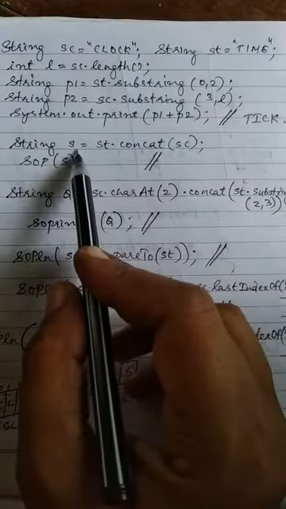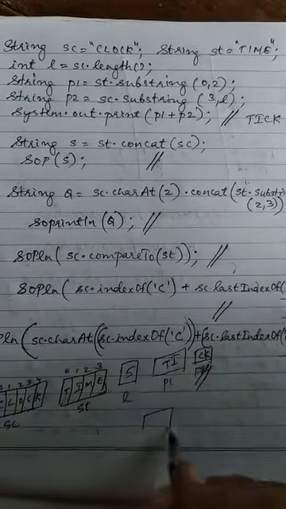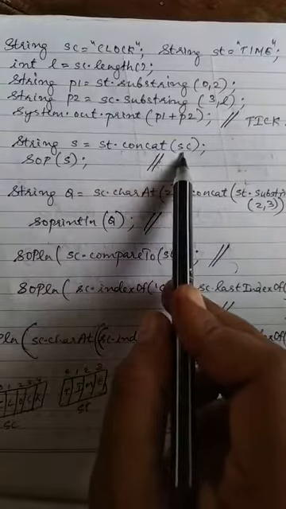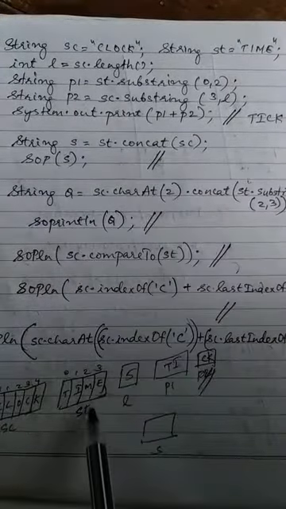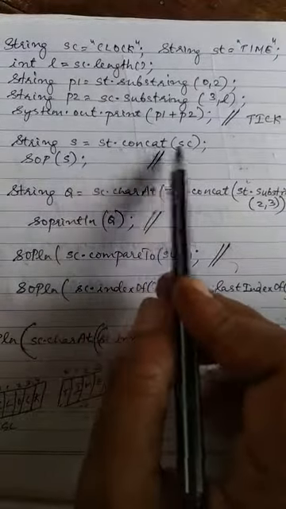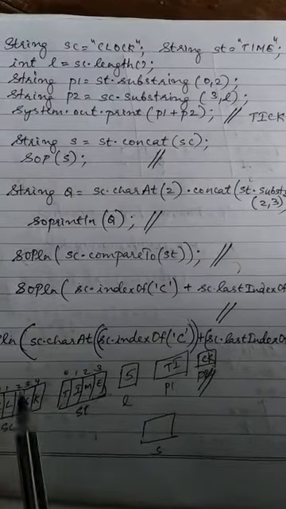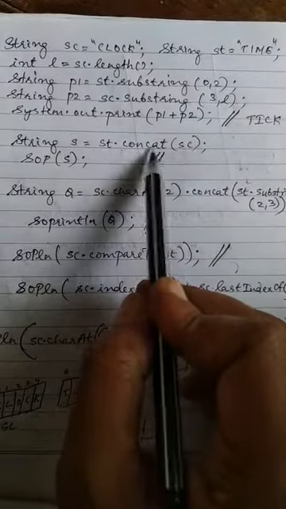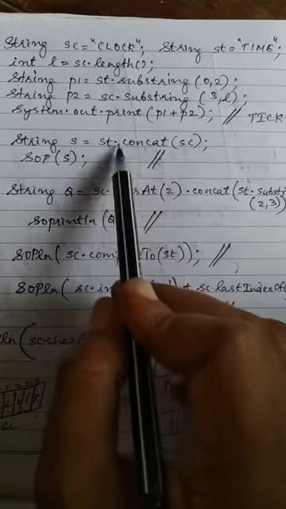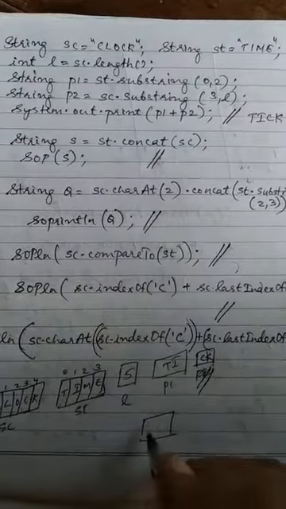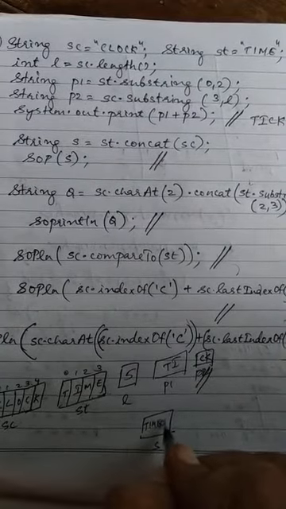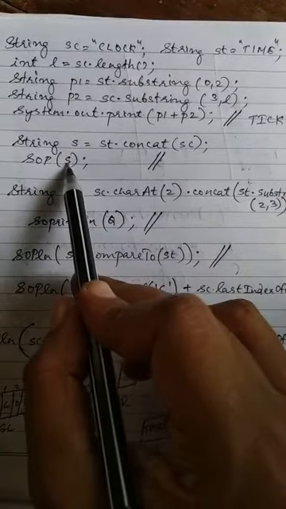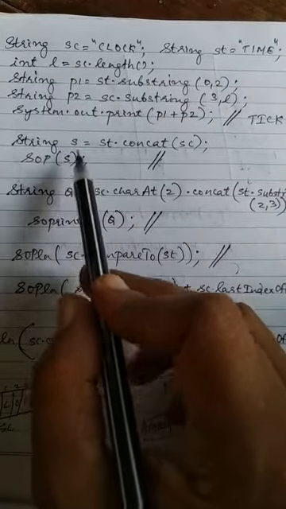Okay, then here you can see string s is equal to st dot concat of sc. What is st? St is time. Time dot concat of sc. What is sc? Clock. Time dot concat of clock. First word is time. To the end of time we are concatenating clock. So what is the answer? Time clock. So s is equal to time clock. And you are printing the value of s. So time clock will be printed.